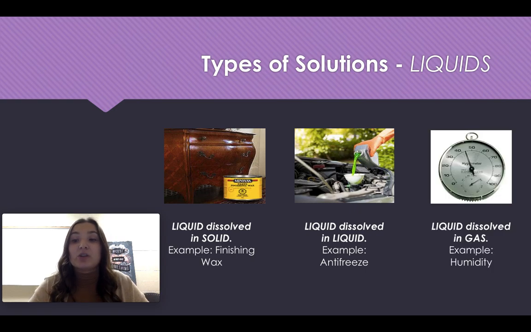And then we have our liquid dissolved in a gas. I couldn't really find a picture of this because the example is humidity. This is a hygrometer, which measures the level of humidity. The actual meter itself is not the solution we're talking about. The solution we are talking about is humidity, and that is a liquid dissolved into a gas.